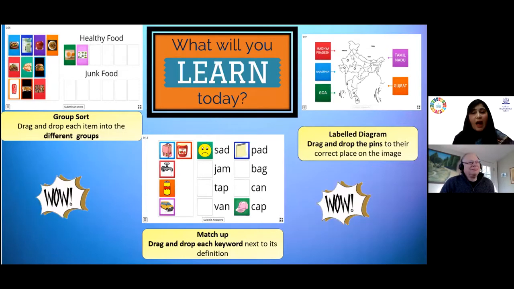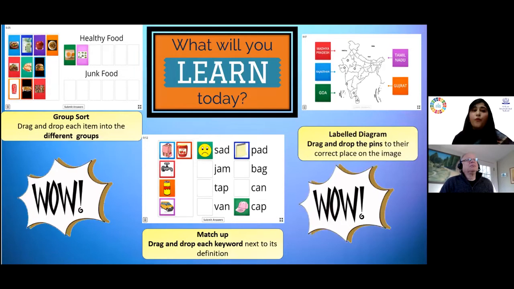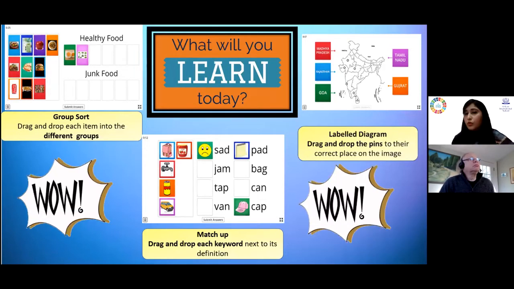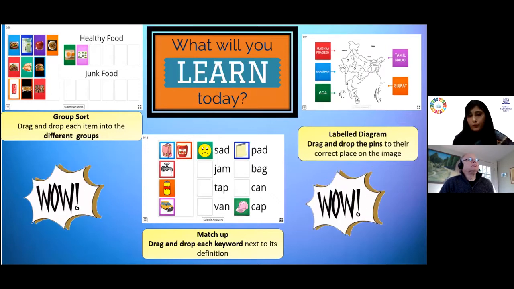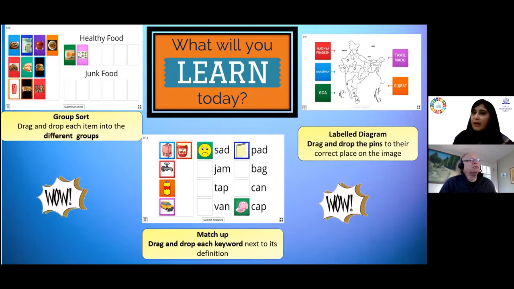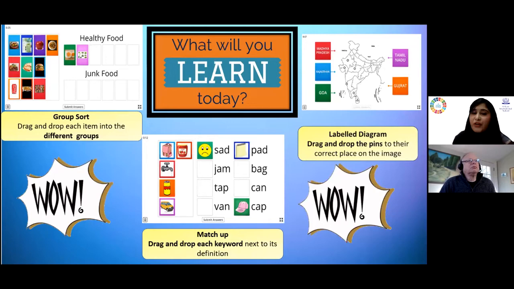First is group sorting, where children can drag and drop each item into different groups. Second is matchup, where the child has to match the picture with its defined word. Then is label diagram, where the child has to drag and drop the pin to their correct place. So these three things we are going to learn, different templates, different games.